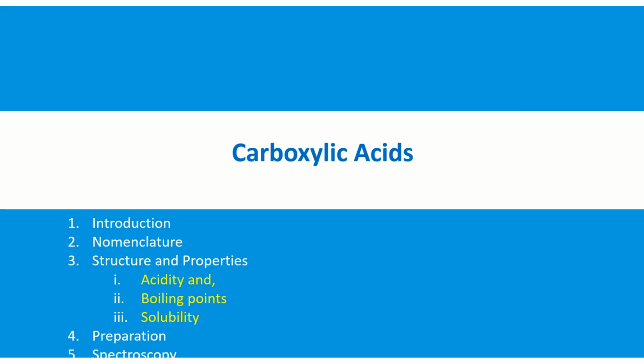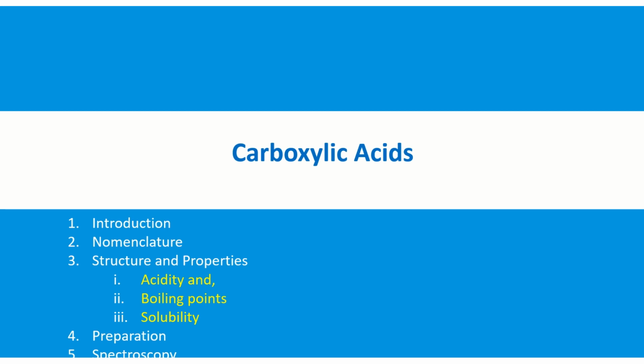Here we'll give a brief introduction to the carboxylic acids. We'll talk about the nomenclature. Most of this you'll be familiar with, and then we'll give an idea of the structure and properties. So for example, acidity is based on the stability of the conjugate base, more obvious when we're talking about carboxylic acids.